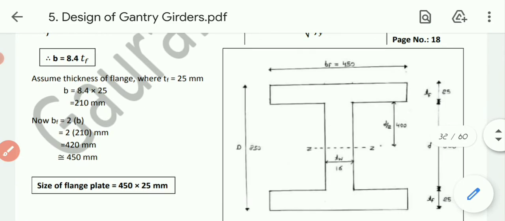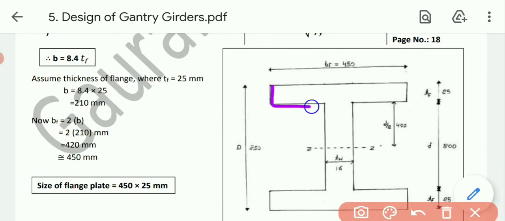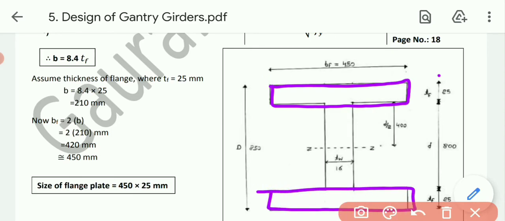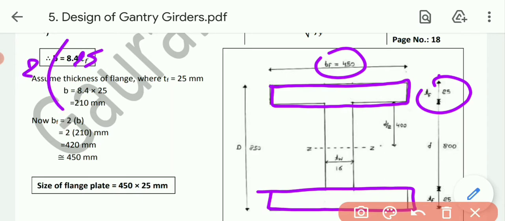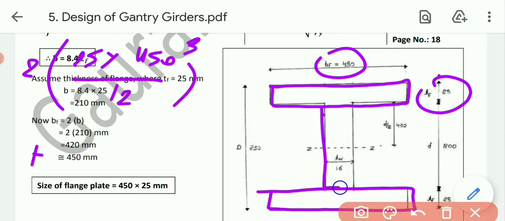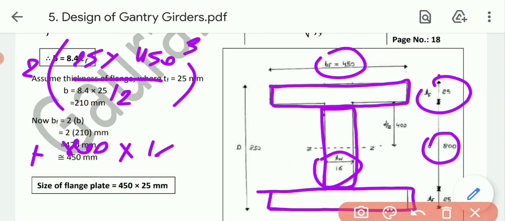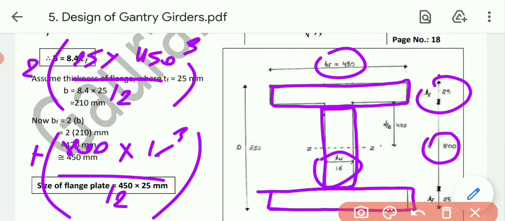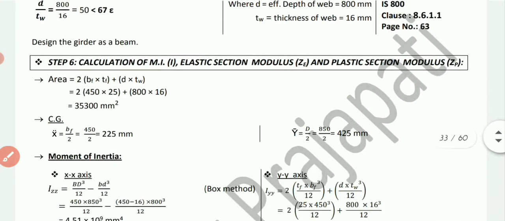Now with respect to Y axis, say IYY, and then we need to do dB cube by 12. So 2 flanges are there, depth is 25 and B is 450. So 2 times 25 into 450 cube by 12, that's the MI of flange, plus central web portion, again dB cube by 12, 800 into 16, so 800 into 16 cube by 12. By doing such things we will get the value of moment of inertia with respect to Y axis.